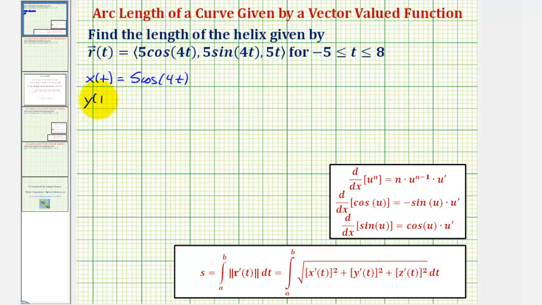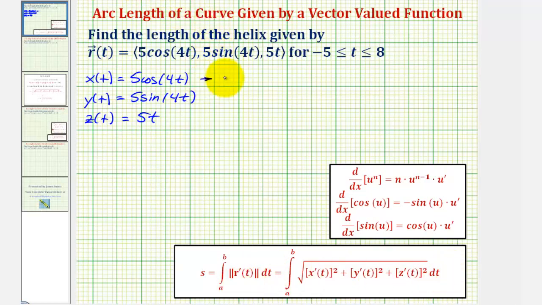So to begin, notice x of t is equal to 5 cosine 4t. y of t is equal to 5 sine 4t. And z of t equals 5t. Next, we'll find the derivatives, and then we'll set up the integral to find the arc length.